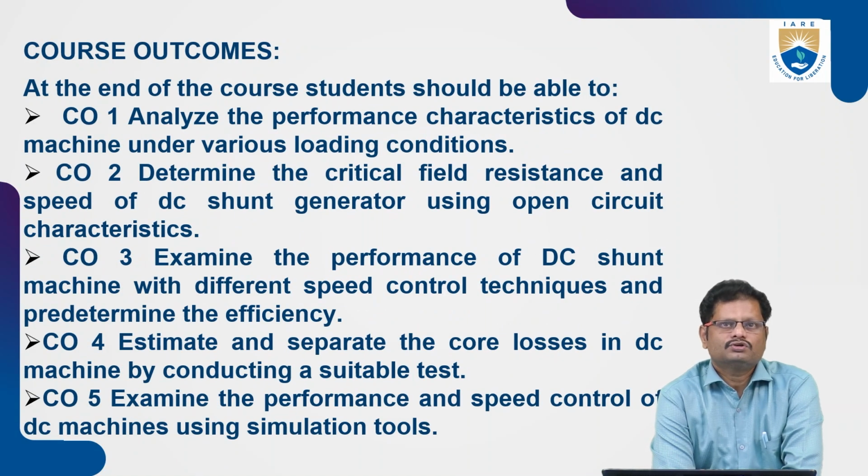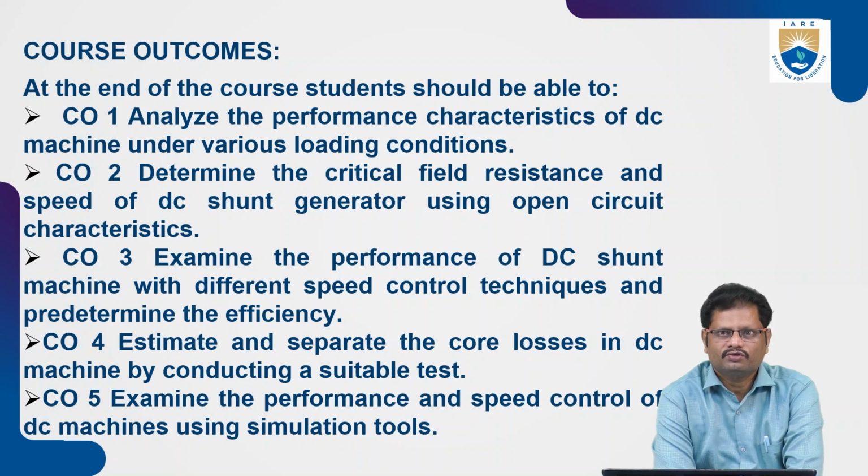Coming to the course outcomes, at the end of the course, students should be able to analyze the performance characteristics of a DC machine under various loading conditions, determine the critical field resistance and speed of DC shunt generator using open circuit characteristics, examine the performance of DC shunt machine with the different speed control techniques and predetermine the efficiency, estimate and separate the core losses in DC machine by conducting a suitable test, and finally examine the performance and speed control of DC machines using simulation tools.